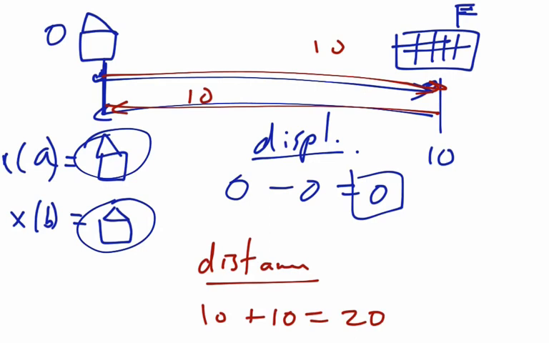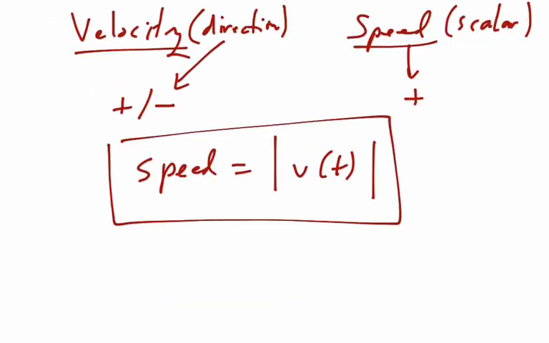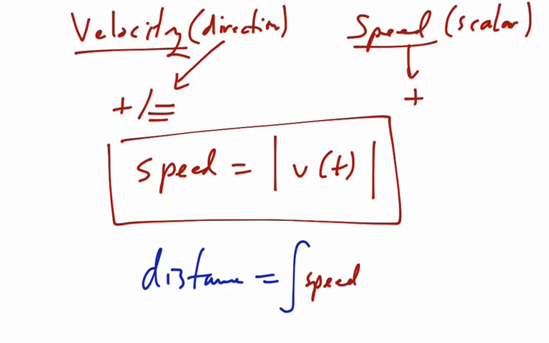Well, how do we get distance using an integral? Let's go back to our speed equation. Because velocity can be negative, your displacement can end up being 0. So if we want to find distance, we're going to integrate speed. We take the integral of speed to find the distance, because speed takes away the negative from the velocity, and so we always get a positive distance. This is a formula that you need to know: distance equals the integral of speed, dt.